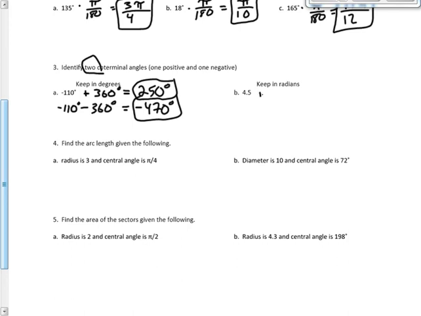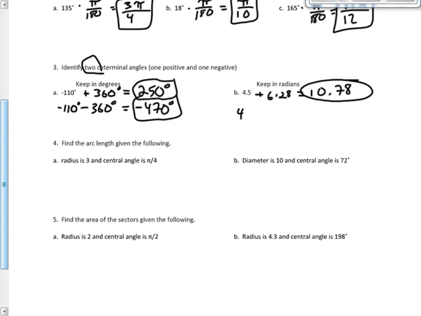Well, in order to find a coterminal angle in radians, we've said you need to add 2 pi. If I add 2 pi to this, and I leave it in 2 pi, then that's really my answer. It's 4.5 plus 2 pi. I can't really do much with that. But if I turn this 2 pi into a decimal, 6.28, and I do 4.5 plus 6.28, I get 10.78 for a coterminal angle. Either one of those is fine. If I have a decimal, I'm going to turn it into a decimal, and it'll work out just fine either way.